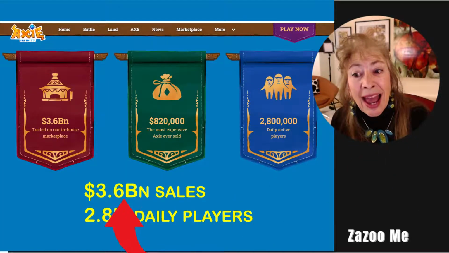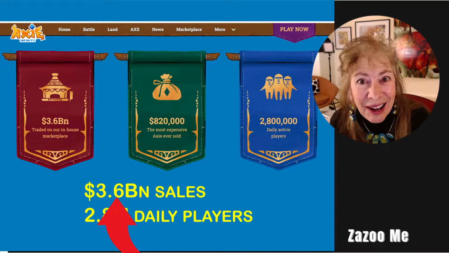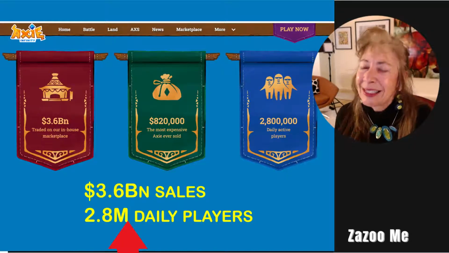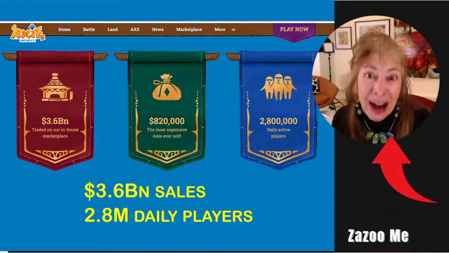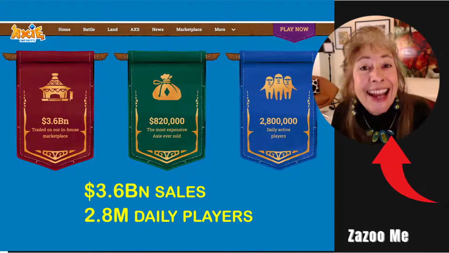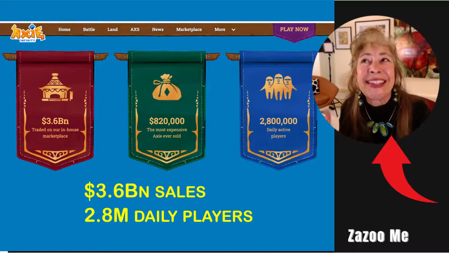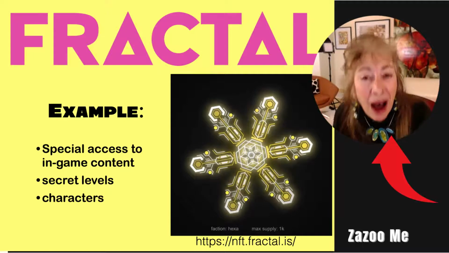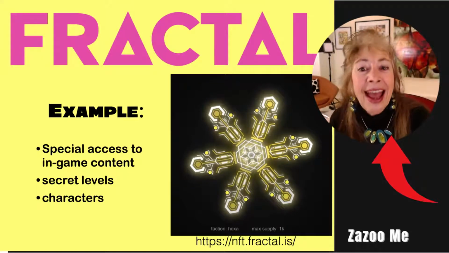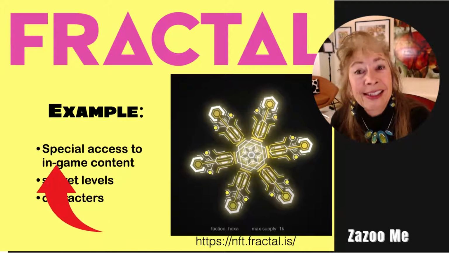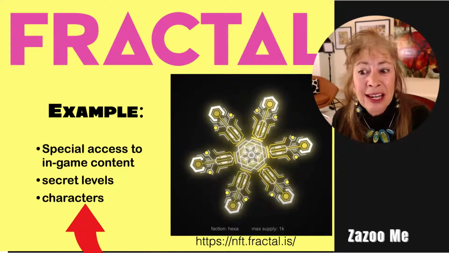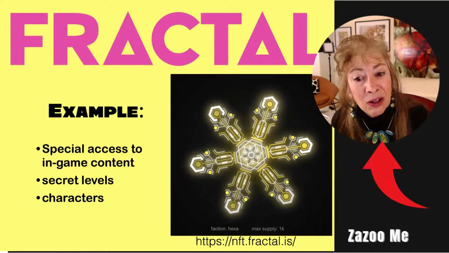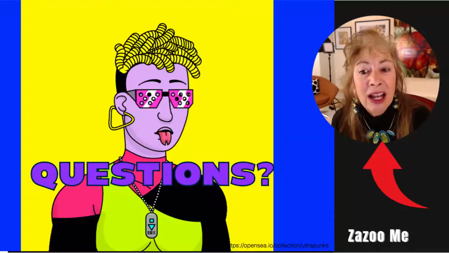In fact, this game has earned $3.6 billion in sales, which is crazy, right? They have 2.8 million daily players. That's popular. On Axie, it's very, very popular, and it's popular because there's utility. This is what makes utility so great, is that these NFTs make it possible for them to earn. Fractal is another example where you get special access to in-game content that nobody else has, secret levels, or even new characters with your NFTs. And you can look up Fractal, nft.fractal.is, and check it out yourself.